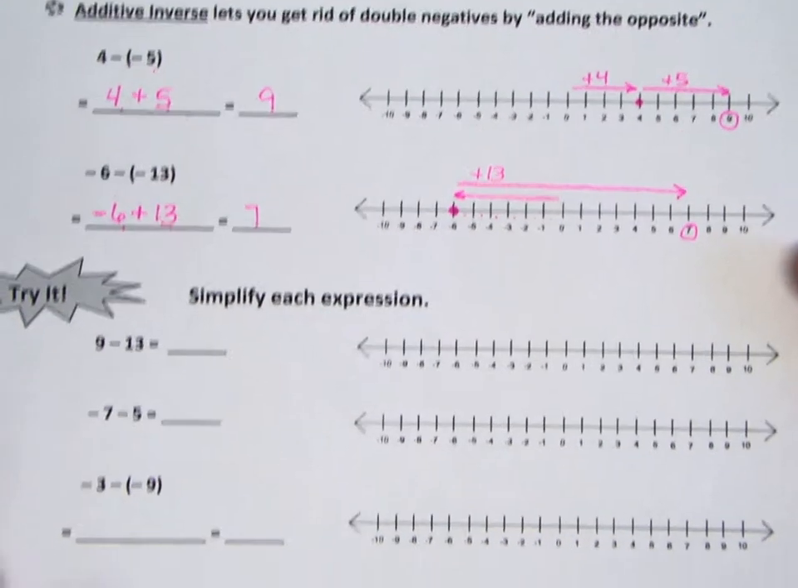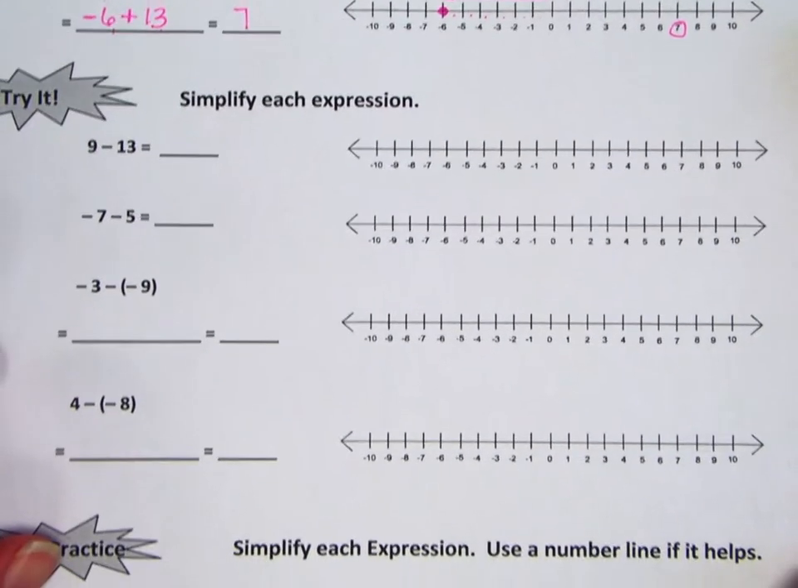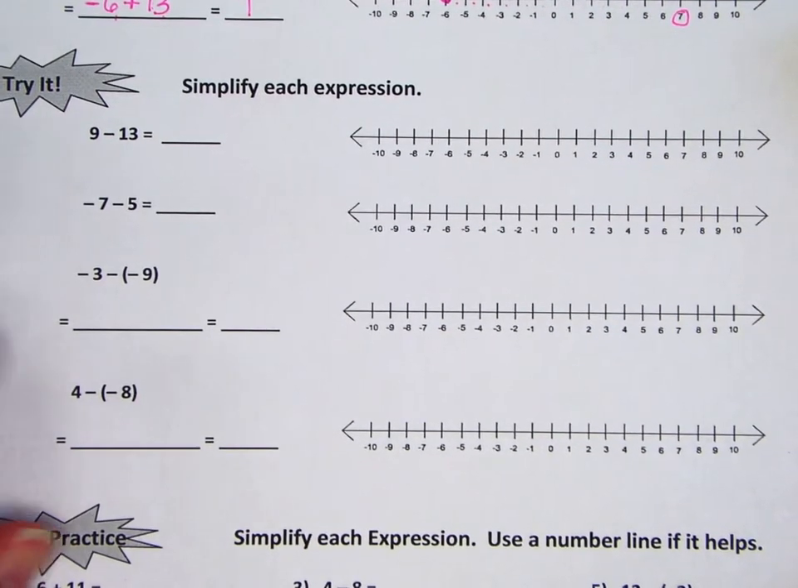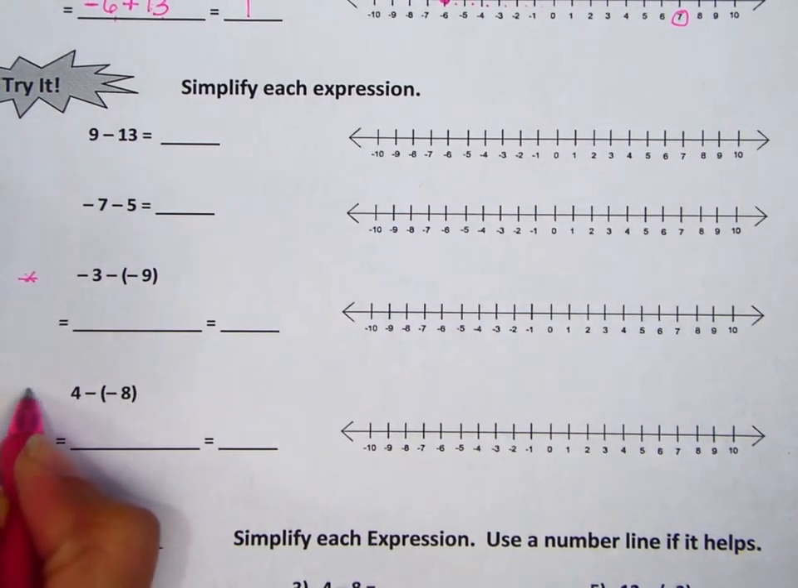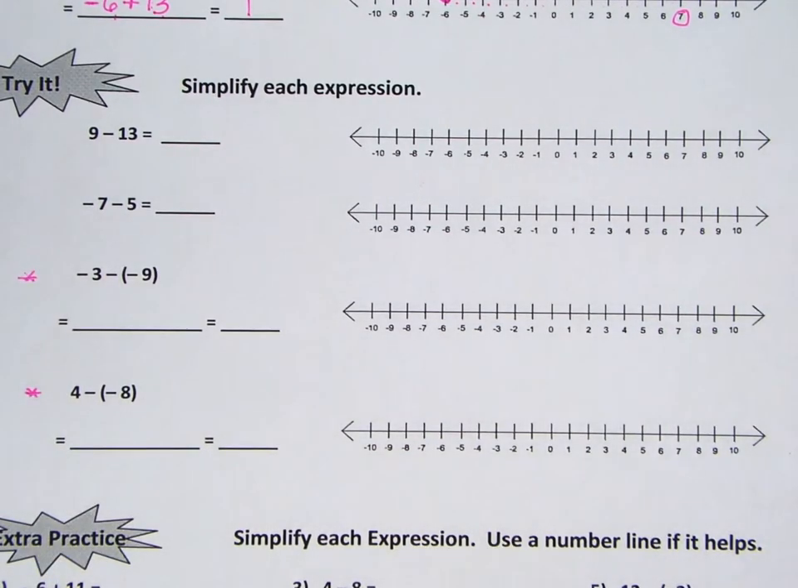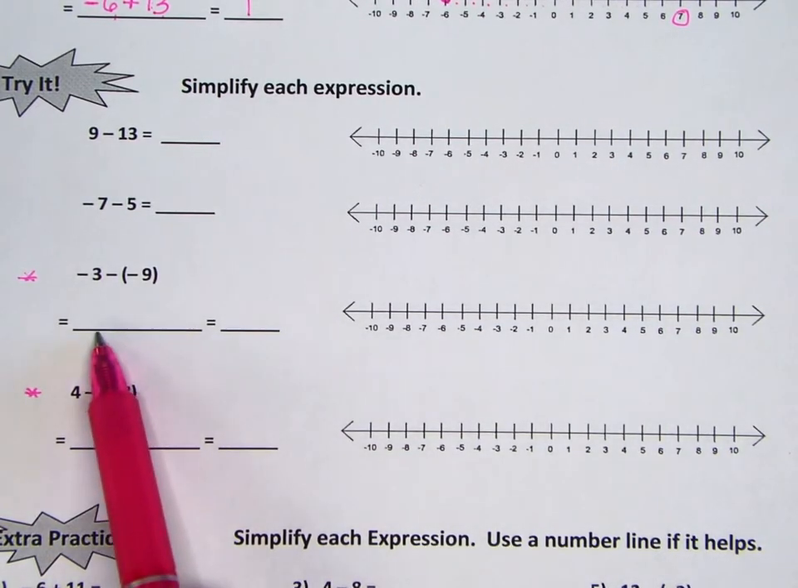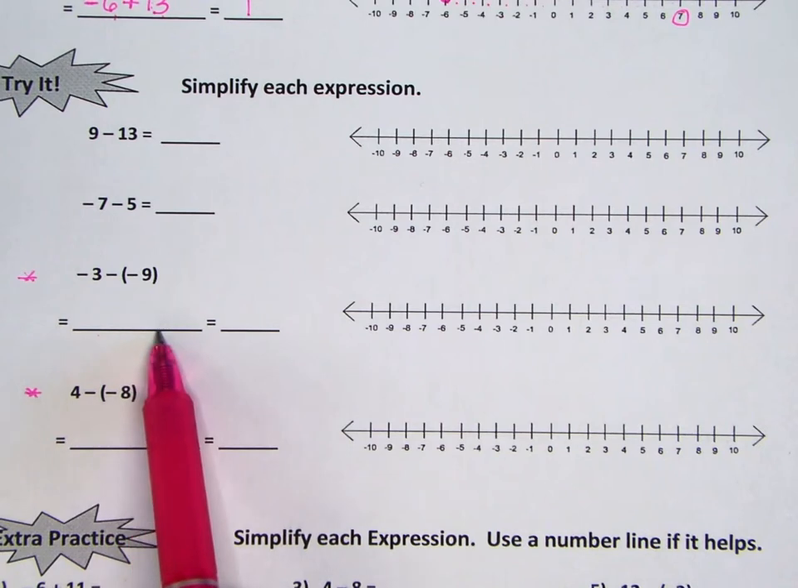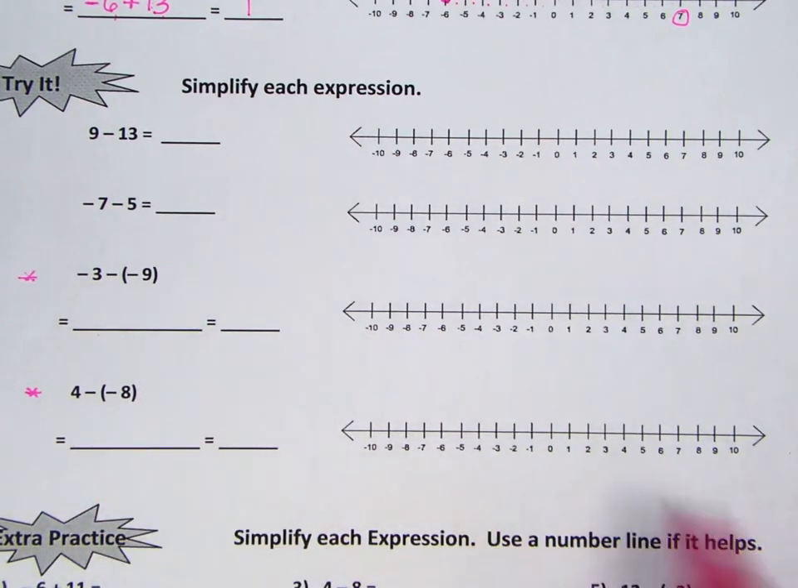So we have 4 examples in the try it section. Go ahead and do the try it section. These are similar to the ones that we just did, so be sure to look back at your notes or the video and see if you can do those. And remember, this one and this one, you're going to do the additive inverse rule, so you're going to add the opposite and rewrite your expressions before you graph it on the number line.